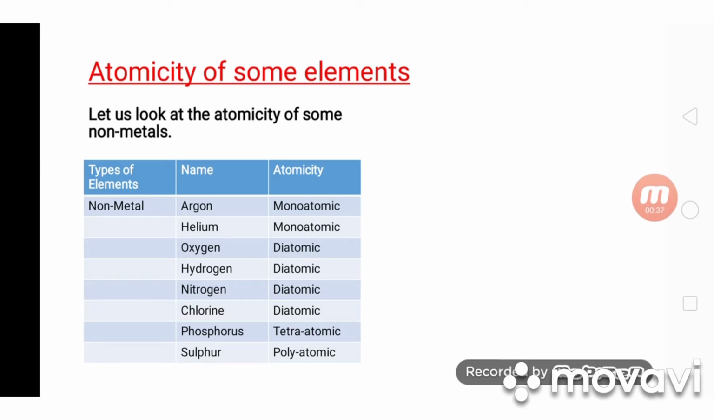Argon is monoatomic, helium is monoatomic, oxygen is diatomic as we discussed previously, hydrogen is diatomic, nitrogen is diatomic, chlorine is diatomic, phosphorus is tetraatomic, and sulfur is polyatomic.